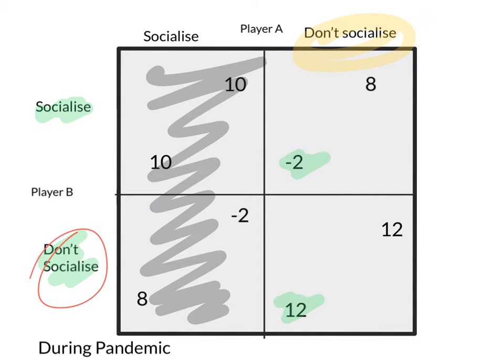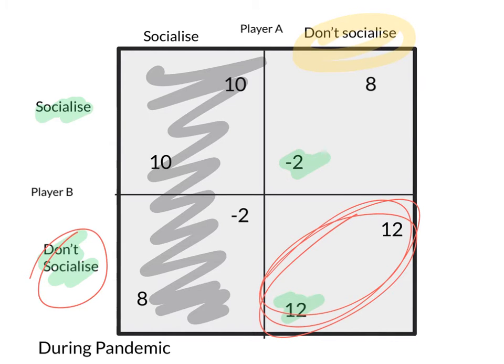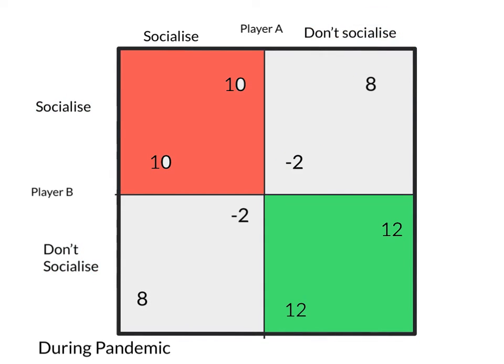The same holds if player A thinks that player B is staying at home. So we've got another equilibrium here. We've got another self-sustaining Nash equilibrium where both players choose to not socialise. If I think you're not socialising, I prefer not to socialise, and vice versa. So we have 2 predicted outcomes now during the pandemic. We have 2 Nash equilibria. One where everybody continues to socialise, and the other where everybody stays at home.